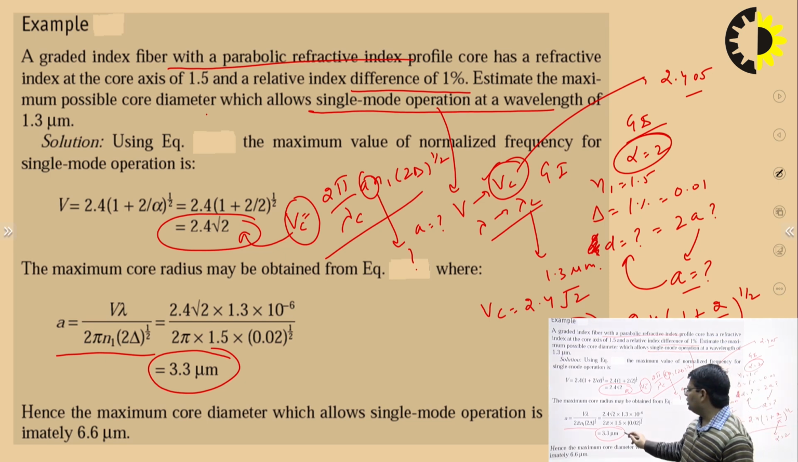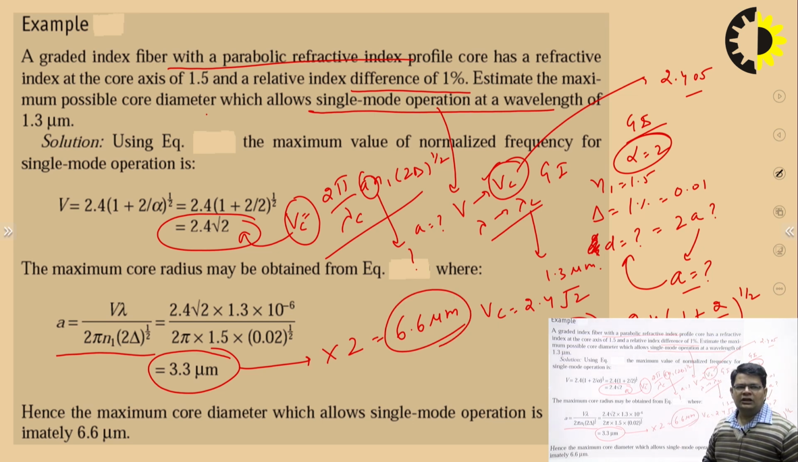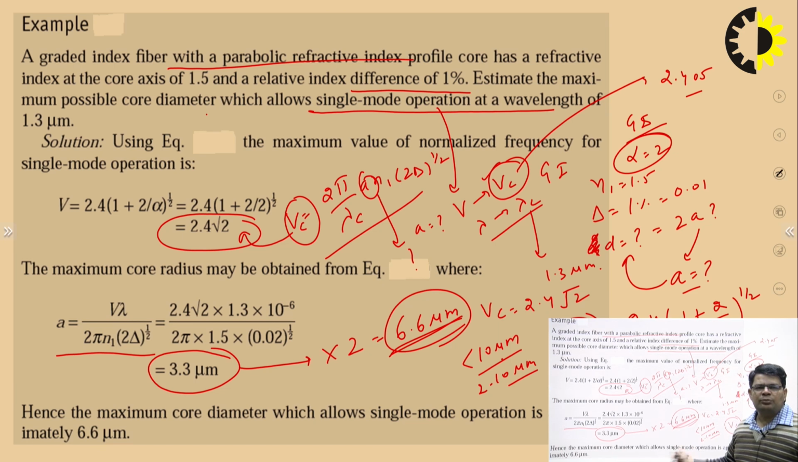So we have to calculate the maximum possible diameter. So diameter will be radius multiplied by 2. So it will be 6.6 micrometer, which is within the acceptable range of less than 10 micrometer. We have already studied that the diameter range for single mode operation is generally less than 10 micrometer, or we can say that it is 2 to 10 micrometer. So for this fiber to behave as a single mode fiber, the diameter will be equal to this, or we can take less than this value. This is the maximum possible diameter.